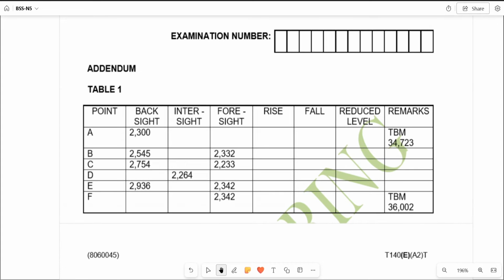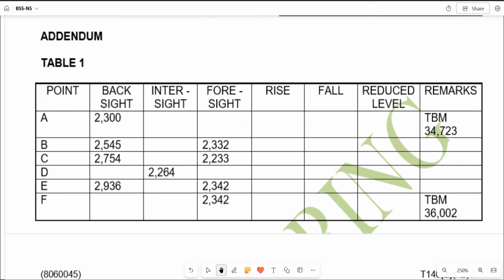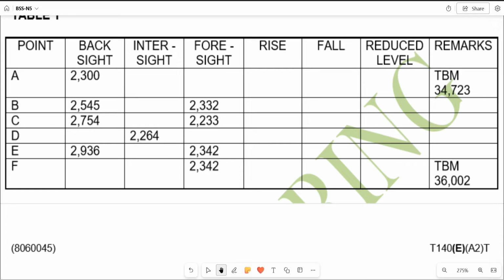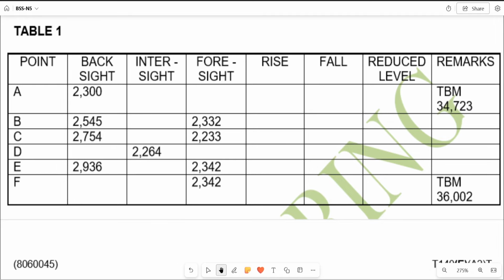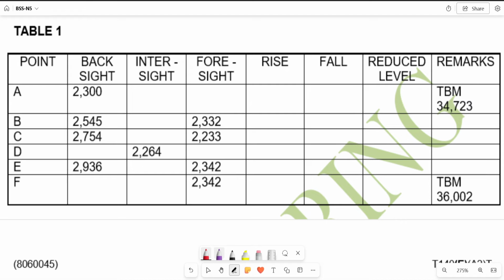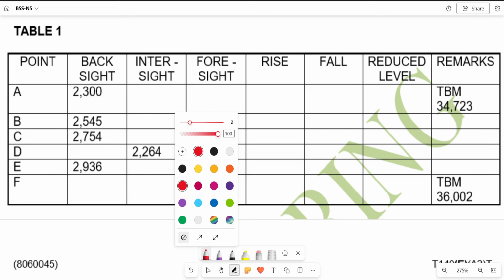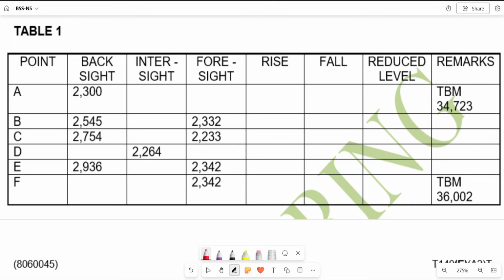All right, I think I'm just gonna zoom in. Okay. So how does rise and fall work? It's very easy. I'm gonna show you. Let me just reduce the thickness of this pen. All right, that's fine. Okay. So how does it work?